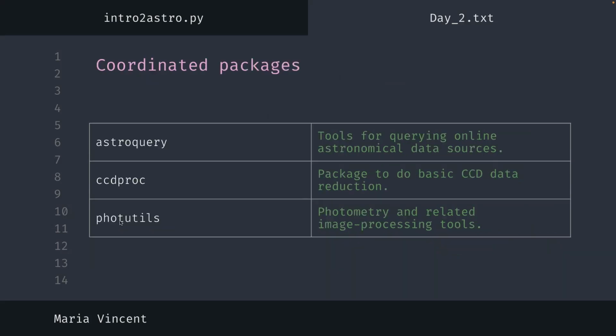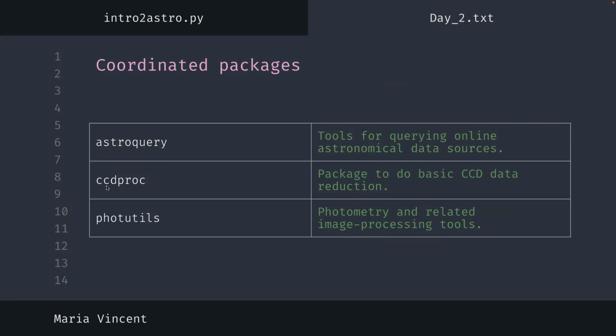Some examples of coordinated packages. There's one called AstroQuery where we can use it to look up a target of your choice and get all the information you need. Instead of you having to go through different libraries, you can use AstroQuery and it goes through all those libraries for you, like Simbad, Vizier, etc.